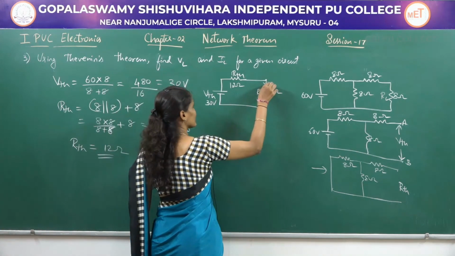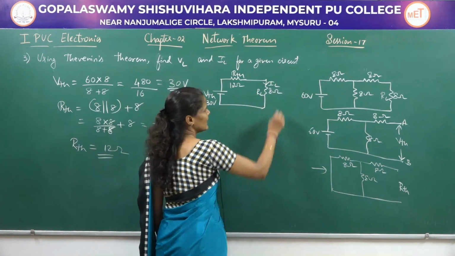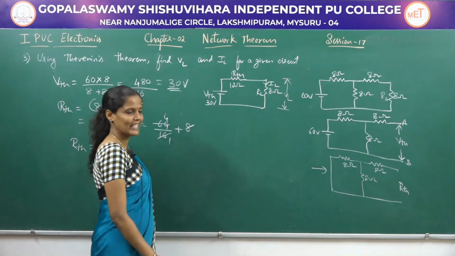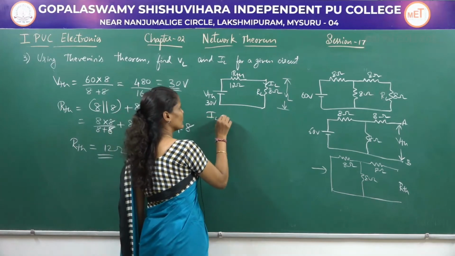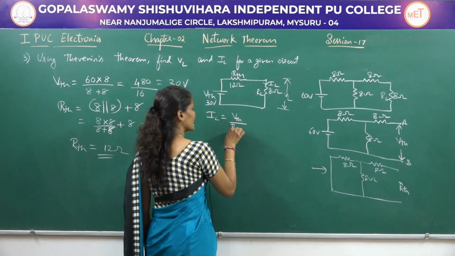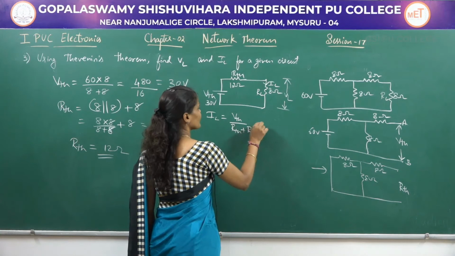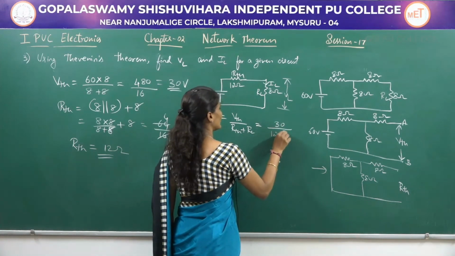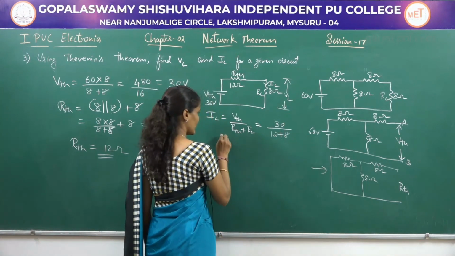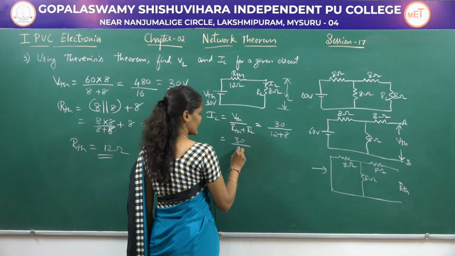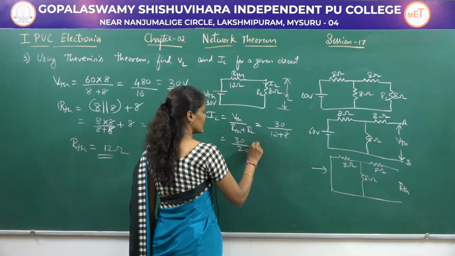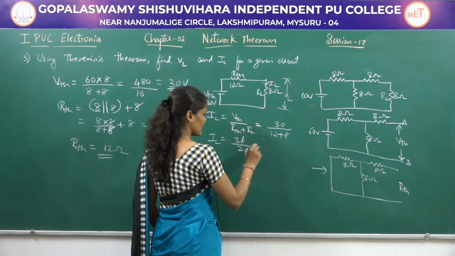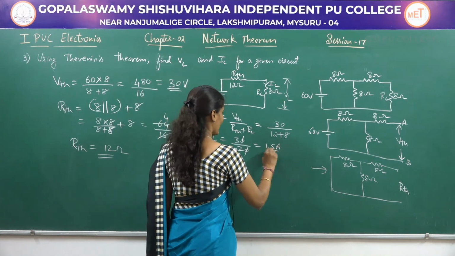So the current flowing through this resistor is IL and the voltage measured across this load resistor is VL. So IL is equal to VThevenin divided by RThevenin plus RL, where VThevenin value is 30, RThevenin value is 12 and RL value is equal to 8. So 30 divided by 12 plus 8, which is 20. So the answer is IL value is 1.5 amps.